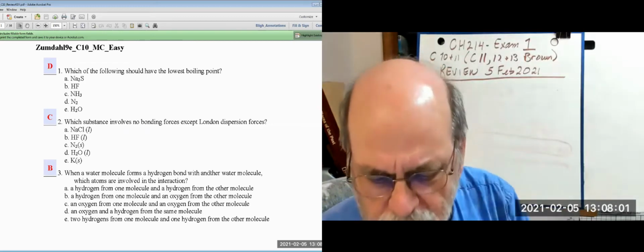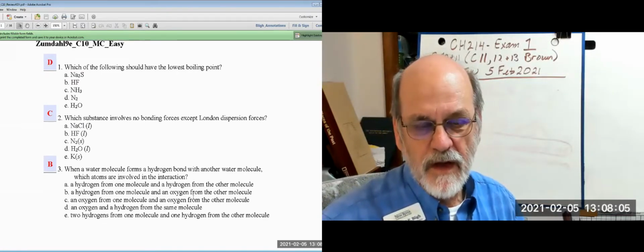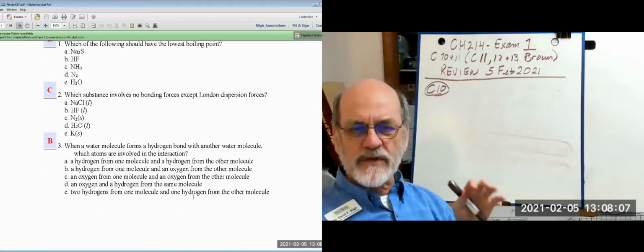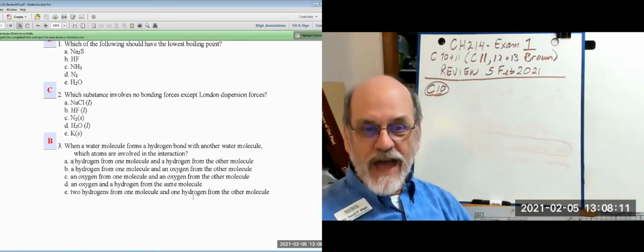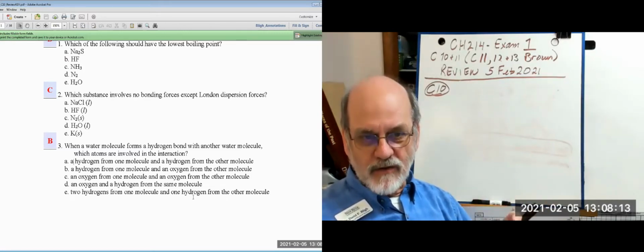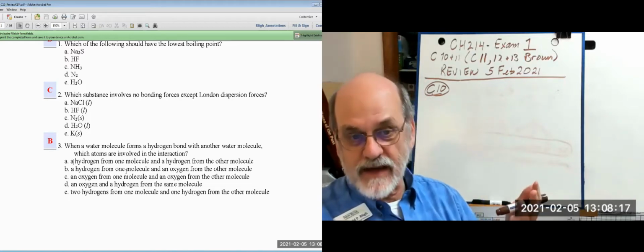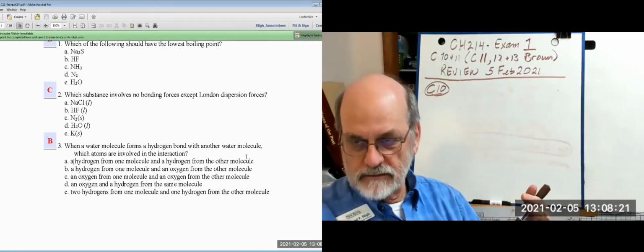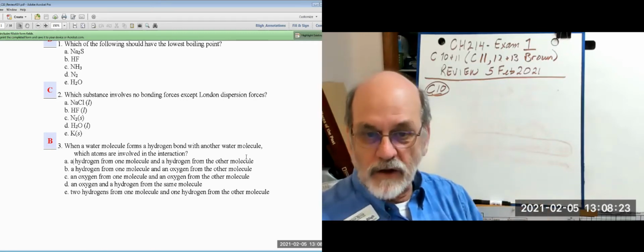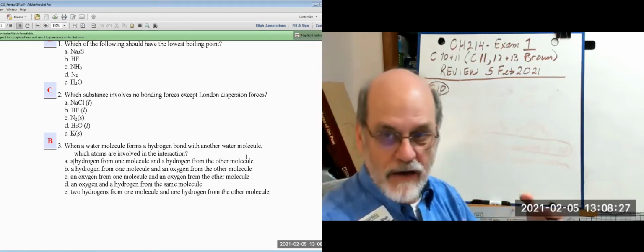All right, number 3 is the next one I'm going to look at. When a water molecule forms a hydrogen bond with another water molecule, which atoms are involved in the interaction? Okay, what are our choices? A says a hydrogen from one molecule and a hydrogen from the other. Well, look at the water molecule first. What contributes to hydrogen bonding?